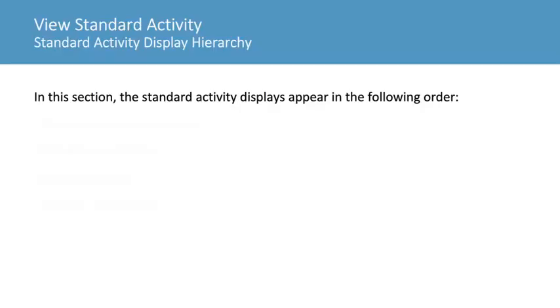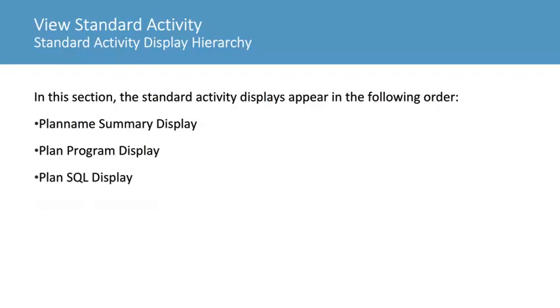In this section, we'll show the standard SQL activity displays for the current collection interval. After we return to the main menu, we'll progress through the standard activity screen levels, beginning with the plan name summary display, which shows the active plans for the interval. The plan program display shows the programs that are running within the selected plan. The plan SQL display shows the SQL call activity and resource information for the selected program. The SQL call text display shows the SQL call text for the selected statement.